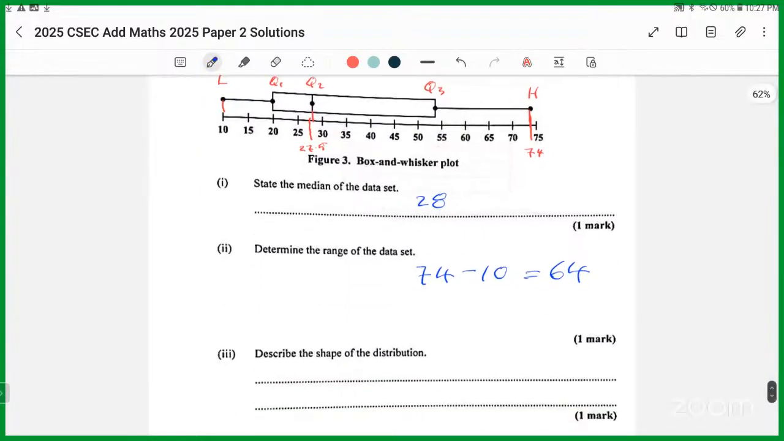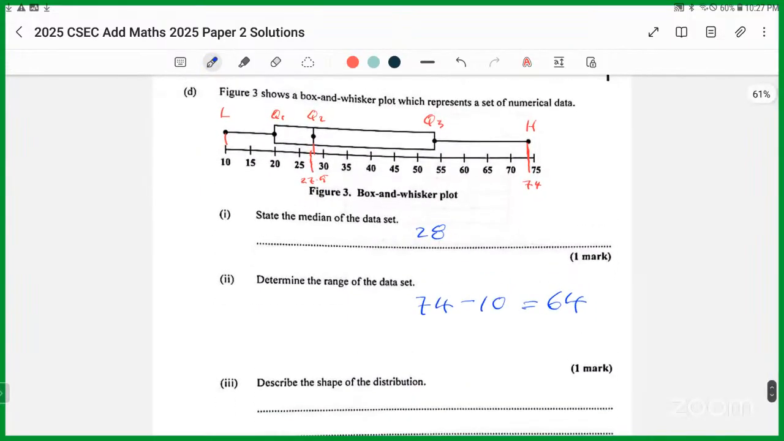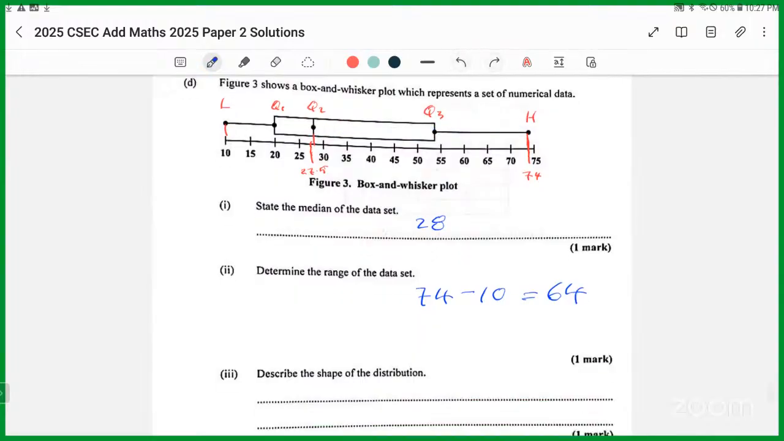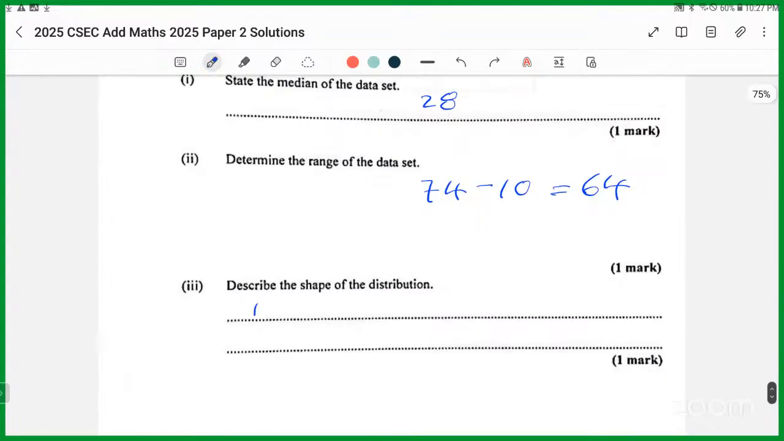Down here it says describe the shape of the distribution. It is skewed to the right, as the whisker on the right is longer than the one on the left, and also the box on the right. When skewed to the right, it is positive skew. So I say the distribution is positively skewed, skewed to the right. Right skewed.